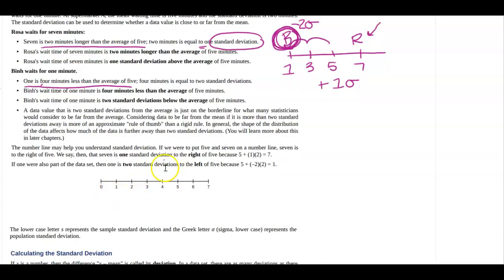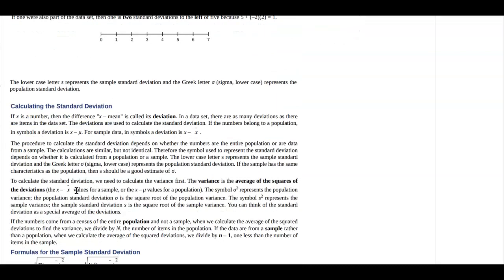You can also use this number line down here below. I drew it off to the side up here, but you can use this number line down here below to model this if you would like to. Now we use the lowercase letter s to talk about the sample standard deviation, just like we used x bar to talk about the sample mean. And then we use Greek letters to talk about the population standard deviation. We had just talked about that.